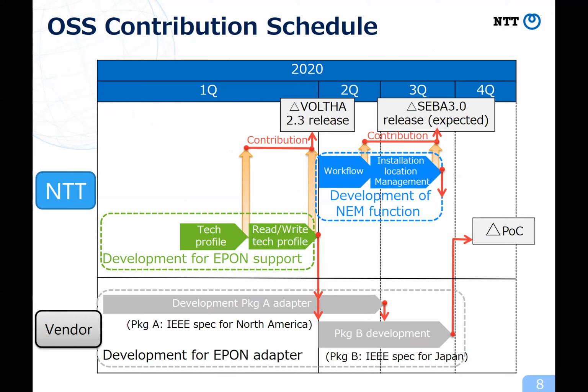Finally, let me show the contribution schedule of NTT. I'm going to contribute the proposed EPON profile until the VOLTHA 2.3 release. In parallel, we are asking a vendor to develop an EPON adapter using the proposed EPON profile. As other work, there is a plan for development of the name function in the second and third quarter. Finally, we are going to make a POC using the developed tech profile and adapter in the fourth quarter.